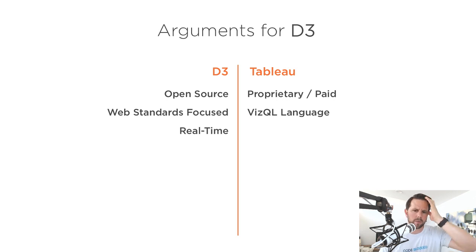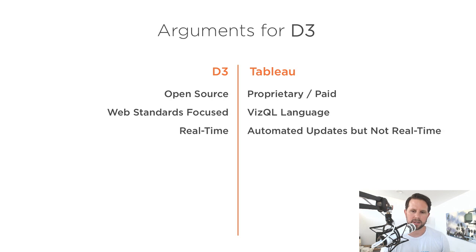D3 also supports real-time updates. As I mentioned, the enter, and there's also an update and exit. Because it's JavaScript, it's running in runtime, technically, in your browser, so you can interact with things in real time, and new data can flow in and data can exit in real time. Now, Tableau has automated updates, but they're not real time. You can have something refresh on a schedule, which is a common way to share stuff, and it works great.